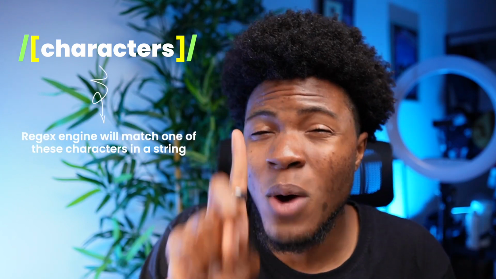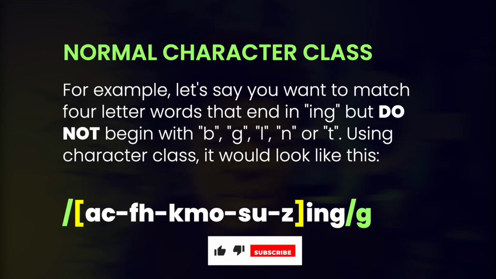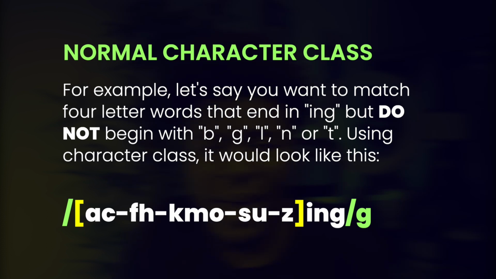In the previous lesson of this course, we learned about character classes, and we saw that a character class contains a set of characters for which the regular expression would match one of the characters in the class. Well, we can also construct our character class so that the regular expression would match characters that are not in the character class. And this is where we use negated character classes. For example, let's say we want to match 4-letter words that end in ing but do not begin with B, G, L, N, or T.